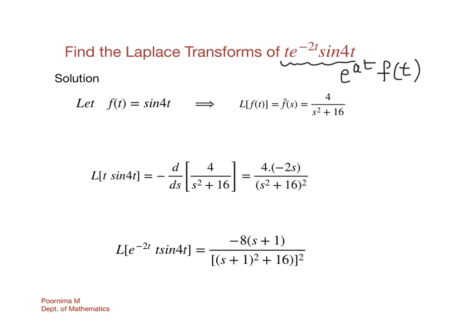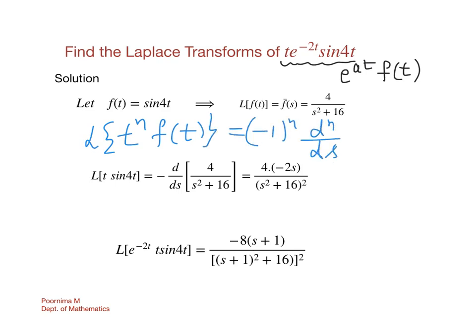So what is the formula for t power n f of t? The Laplace transform of t power n into f of t is, in general, minus 1 power n, the nth differentiation with respect to s of f of s. Okay, now we consider the Laplace transform of t into sine 4t first. So we need to apply the multiplication by t property. So let us take the power of t: n is 1. Therefore minus 1 power n becomes minus. Then the nth differentiation means first differentiation with respect to s of what? F of s.